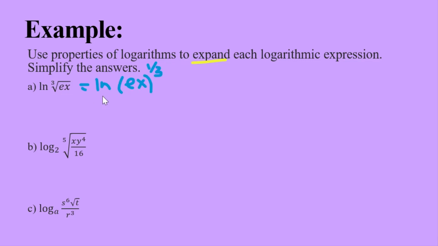So we can simply rewrite this ln of the function underneath the radical as e to the x raised to the 1/3 power, because we had that cube root. Kind of like when we had the square root, we had it to the 1/2 power, so this time it's a cube root, so 1/3 power. Now, since we do have that power, remember we can apply the power rule. So we'll just bring that exponent to the front and multiply by this natural log. So now we have this 1/3 being multiplied by our natural log function.